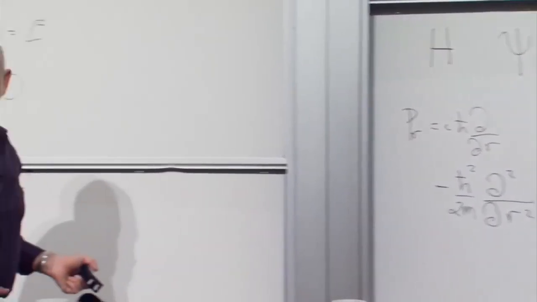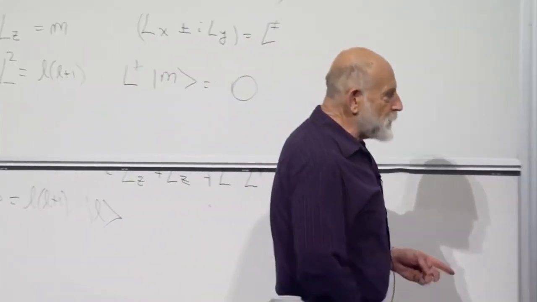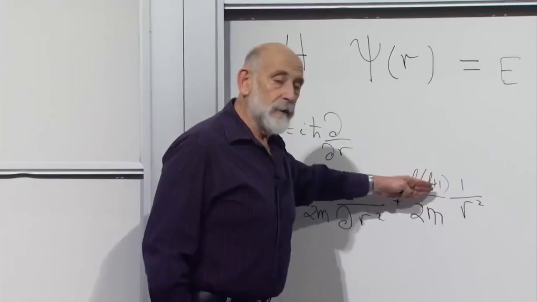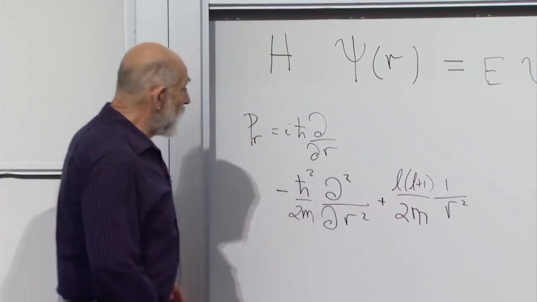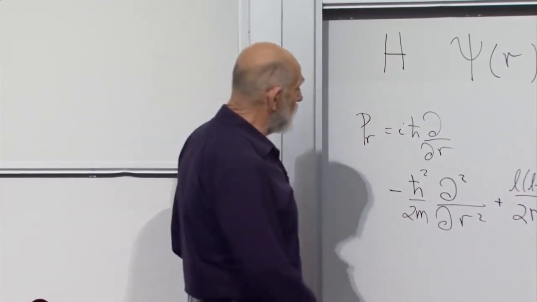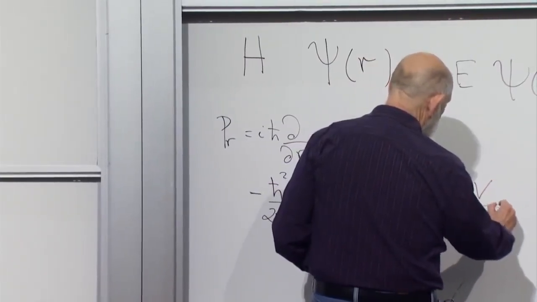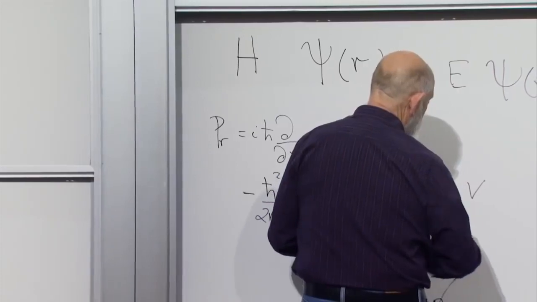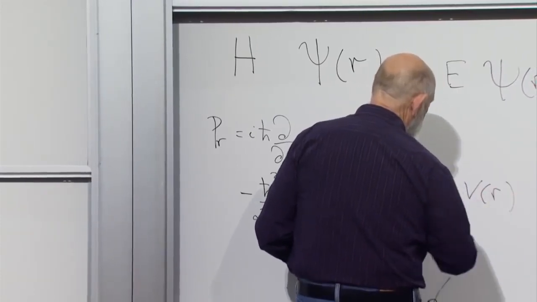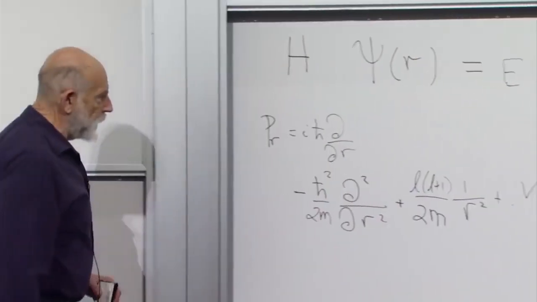That's one of the effects of quantum mechanics, just to change L squared to L times L plus 1. And finally, plus V of R. And you can plug in your favorite potential into there.